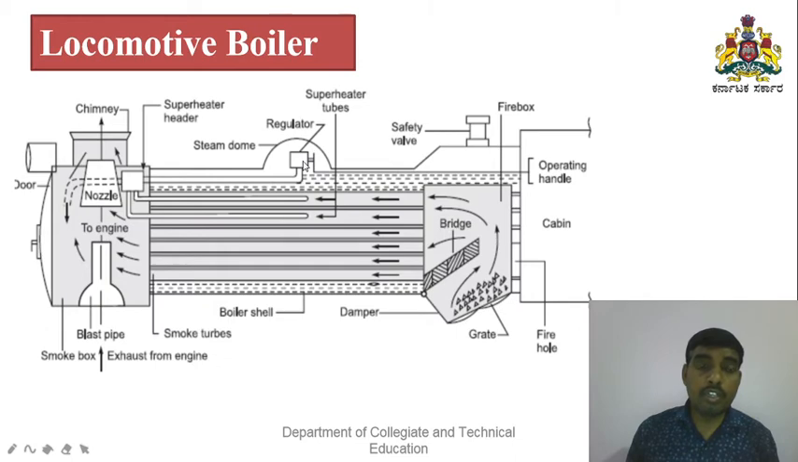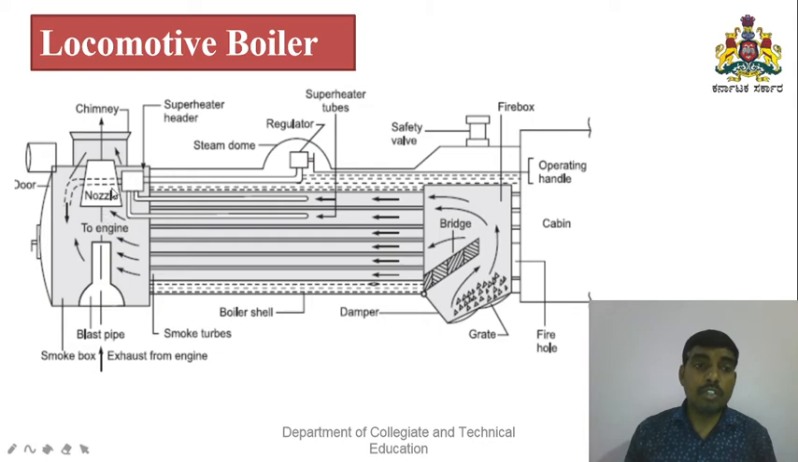Here we have a steam regulator. This is a steam dome. Here the steam is stored. The safety valve is for escape of the excess steam pressure. Then the regulator is given here, and again we have a steam superheater. The superheater tubes are given. Again that steam will flow to the nozzle, to the engine.